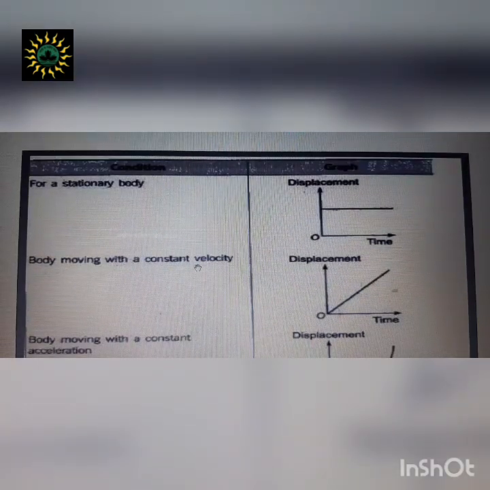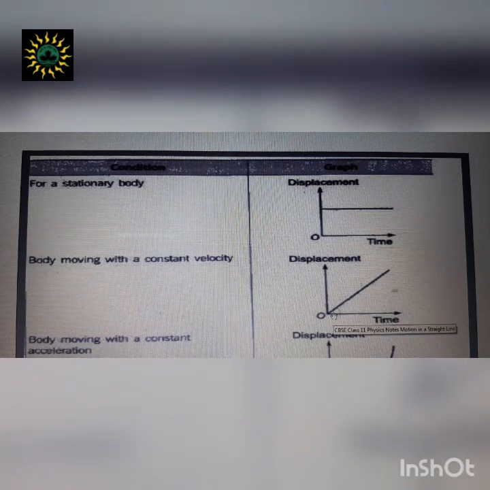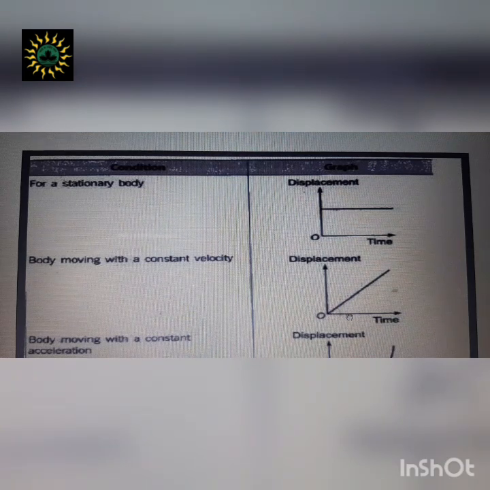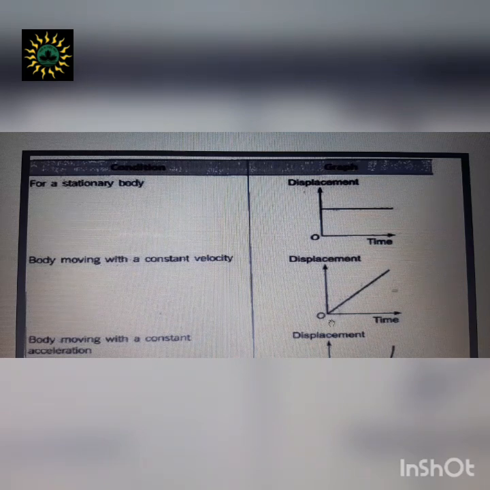The body moving at constant velocity. Constant velocity means a particular change in displacement with time. Suppose the time is changing and the displacement is also changing, and it is changing at a constant rate. In that case you are getting a straight line. So when you are getting a straight line, you can say that the displacement is changing with respect to time, but at a constant rate.